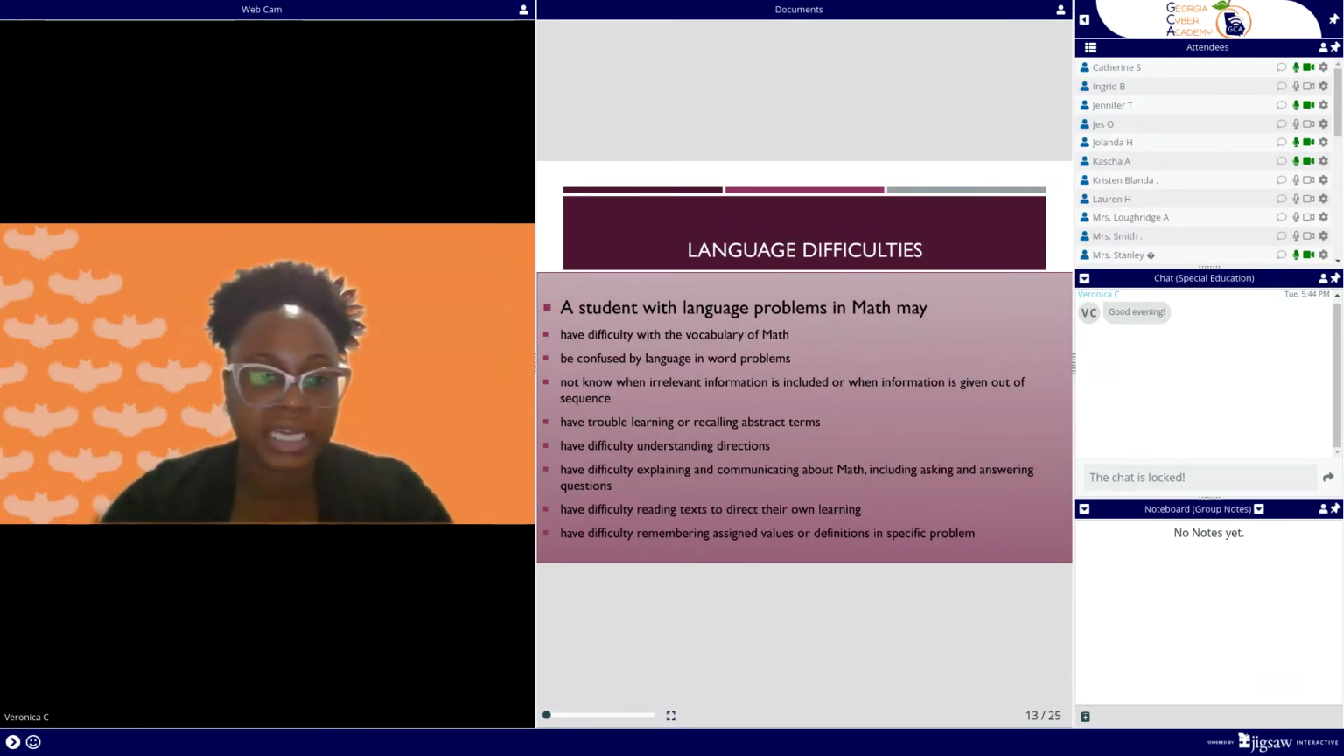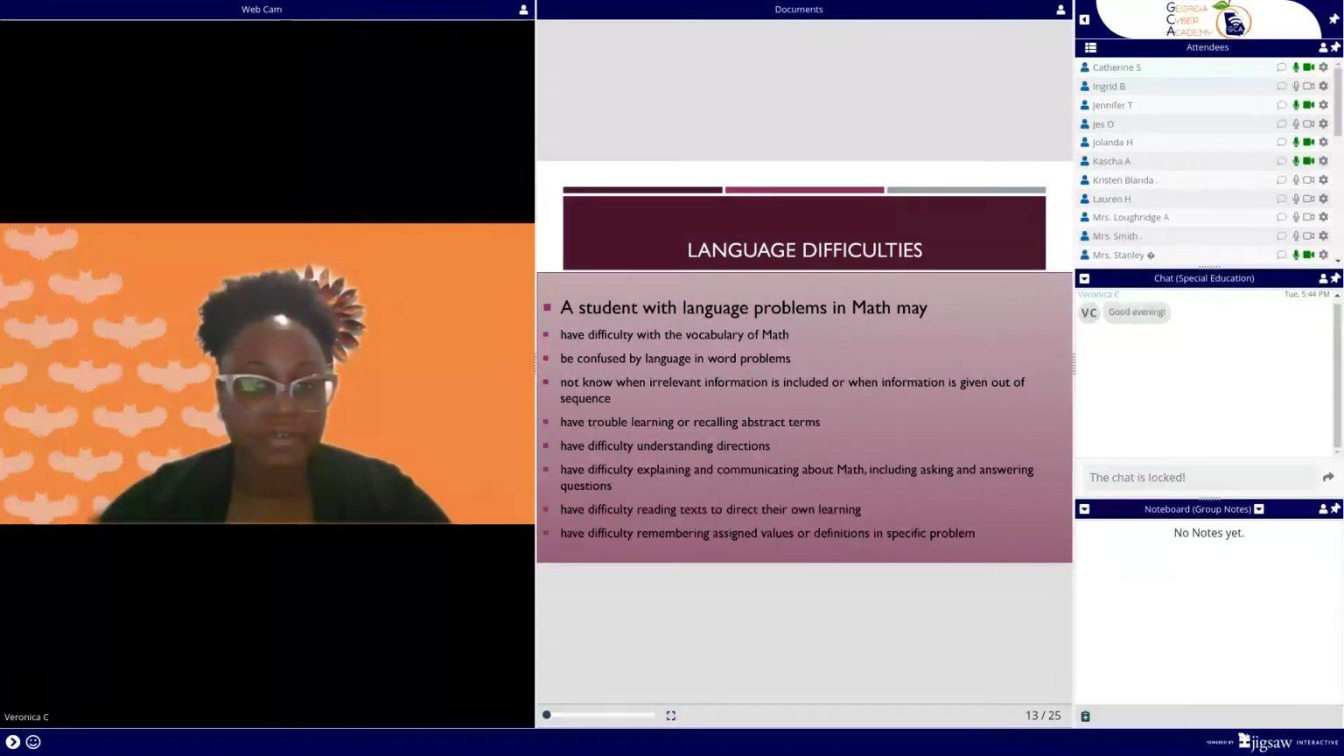So with language difficulties, these can look like simply not understanding the vocabulary in math. They're confused by the language in word problems. That would look like Bob had 3 apples, and 3 of those were given away, and not understanding that giving away may symbolize a subtraction problem. They have trouble learning and recalling abstract terms, difficulty understanding the directions they're given, difficulty explaining and communicating about math, including asking and answering questions, difficulty reading text to direct their own learning, and difficulty remembering assigned values or definitions in a problem.